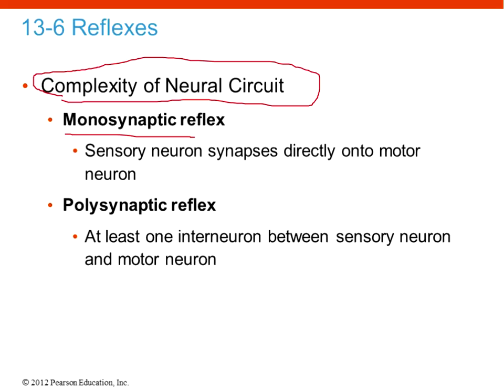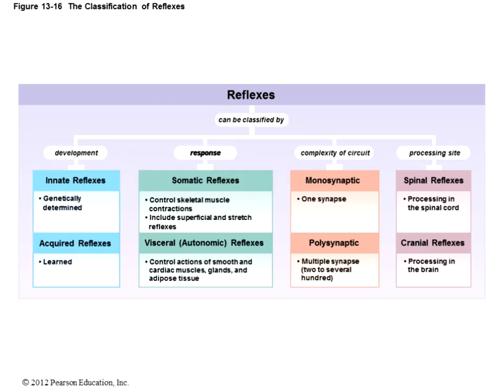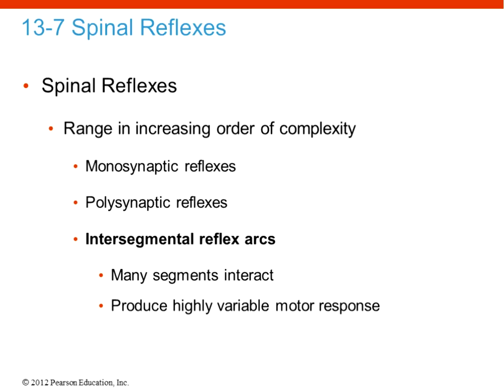Or you can have more complex reflex responses that require multiple synapses, and we call those polysynaptic. This is something I want to talk about a little more in a minute: monosynaptic and polysynaptic reflexes. And then finally, the site of information processing. As I said, there are cranial reflexes, which of course occur in the brain. Spinal reflexes occur in the spinal cord. All right, so this gives you a nice overview of how reflexes can be classified by development, type of response, complexity, and where it's processed.